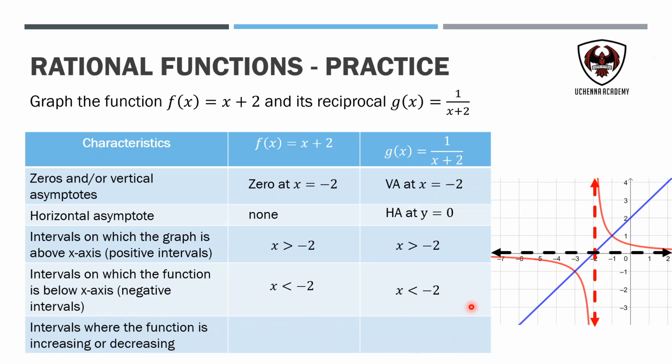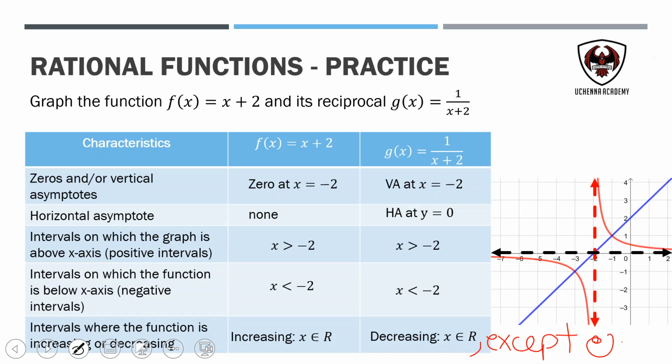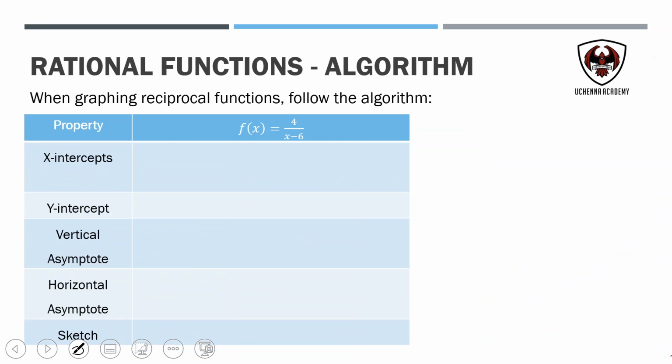Intervals where the function is increasing or decreasing. The linear function, the blue function, is always increasing. As we move from left to right, that's how we read the increasing or decreasing pattern. Going from left to right, the original is increasing, so it's always increasing. x is an element of real numbers, states that. The reciprocal function is actually always decreasing, right? The only place it's not decreasing is when x is equal to -2. So maybe we should put that, because it actually doesn't exist there. There's a vertical asymptote, except at x equals -2, simply because it doesn't exist there. So it can't be decreasing or increasing.